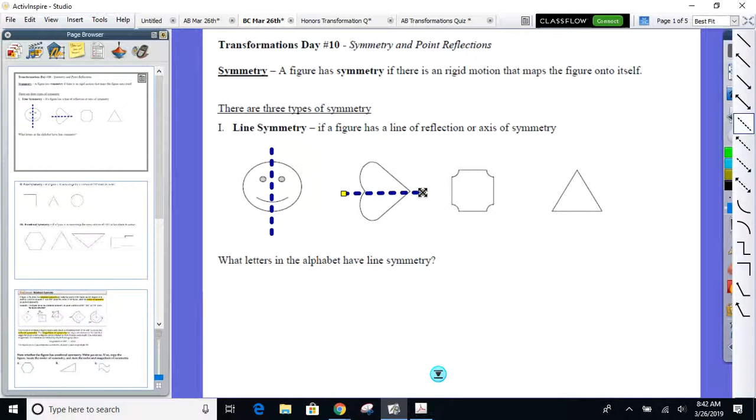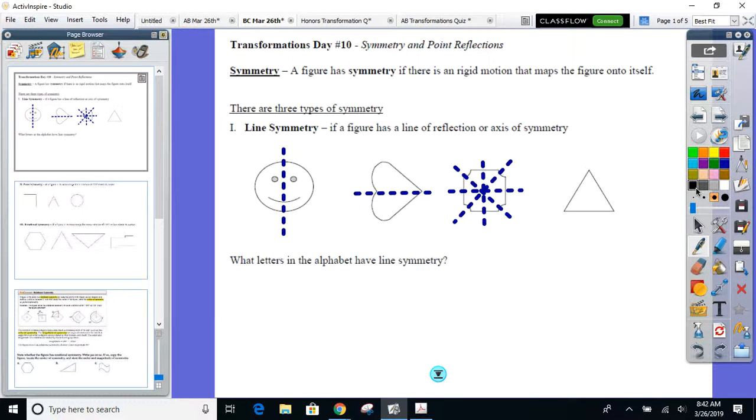Is it possible to have more than one line of symmetry? Definitely. As you see in this badge, I'm not too sure what it is, you could have multiple lines of symmetry. So I do have a horizontal and a vertical. Anybody want to keep going with me? Yes, two diagonal lines through there.